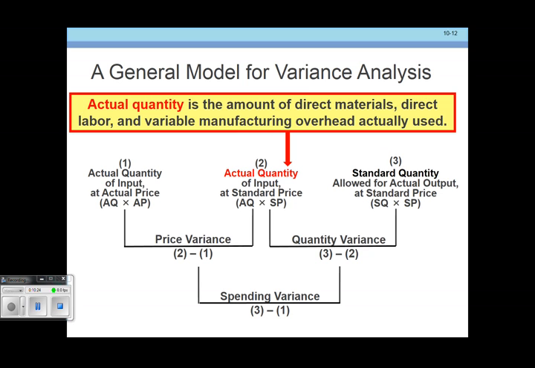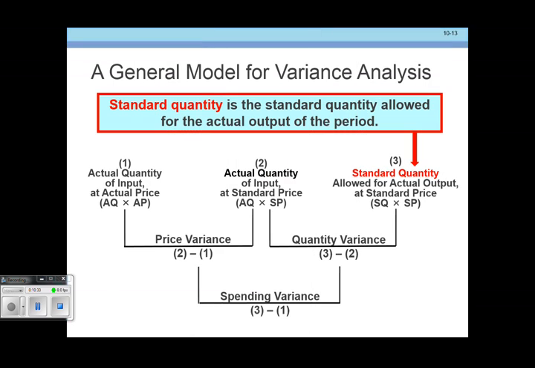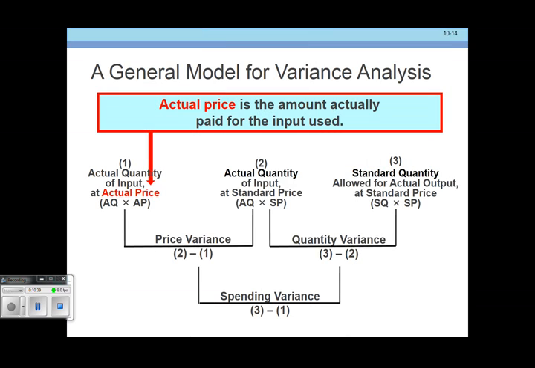The actual quantity is the quantity of direct materials that is actually used. That's going to become important in a little bit. The standard quantity is the quantity that's allowed, how much we should have used. And the actual price is the actual amount paid, including shipping and all those good things.